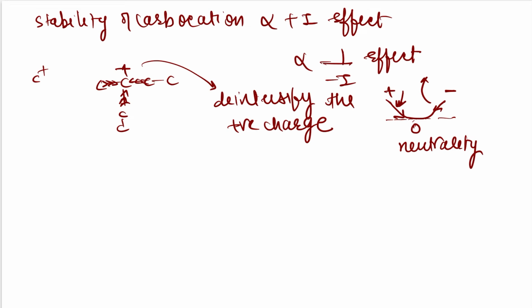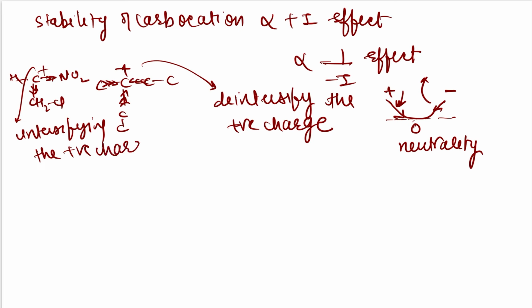Let's say we have a minus I group over here, CH2Cl. So it will pull the electron over here. So it will be intensifying the positive charge, means they are making it unstable, right?